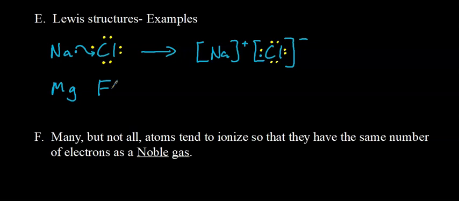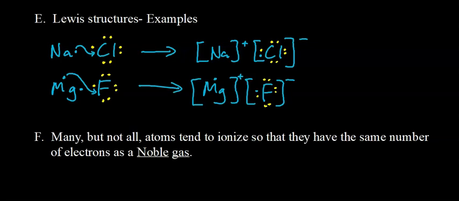Both of these atoms, in the case of sodium and chlorine, were able to achieve stability. Sodium became stable by losing an electron. Chlorine became stable by gaining an electron. Bottom line, both atoms are stable. We need to show that here with the magnesium and fluorine atoms as well. So go ahead and pause the video and show with Lewis structures how ionic bonds form between magnesium and fluoride ions.